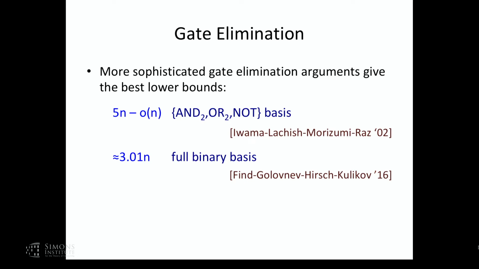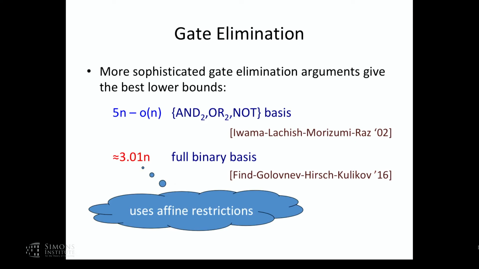And then this recent breakthrough. For a long time, 3n was a long-standing lower bound in the full binary basis, so all fan-in 2 gates. In particular, you have binary parity gates as well. And these authors came up with a nice argument giving, I think, a 3 plus 1 over 86 times n lower bound. And here this is using affine restrictions, so it's going beyond just subcube restrictions.